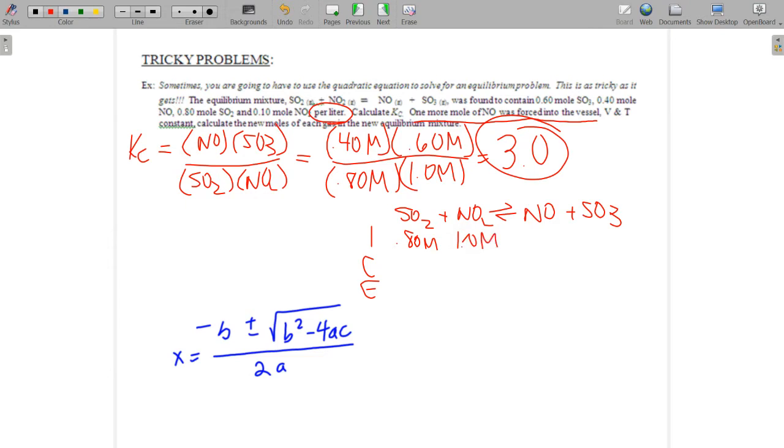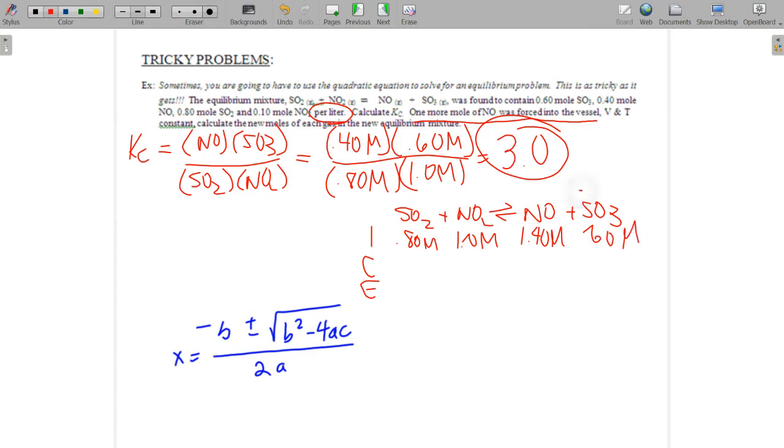See, this is what I'm talking about. NO, remember, it started out at 0.40 molar, but we added 1 mole. So it's now 1.40 molar. And SO3 is 0.60 molar. So the change here is this.